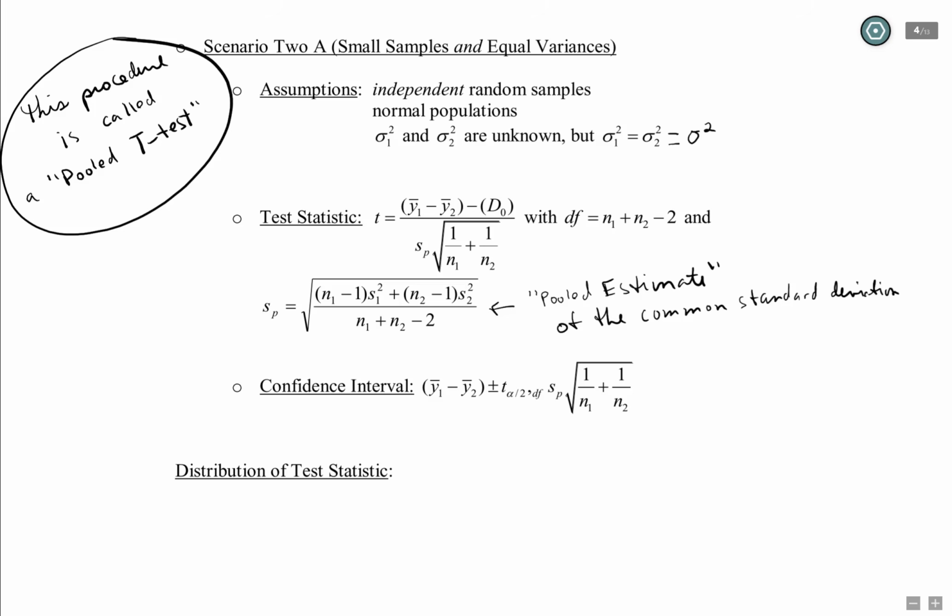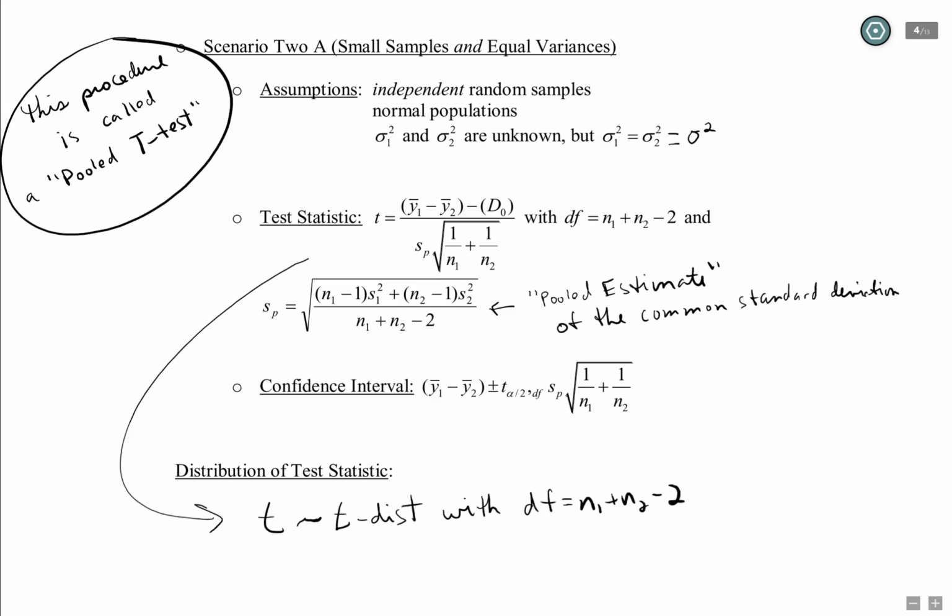Okay, and so this is our test statistic here. Just to be clear, it's kind of redundant. I've got degrees of freedom there, but the distribution of this test statistic, labeled here as a t, follows a t distribution, student's t distribution, and the degrees of freedom is n1 plus n2 minus 2. Okay, the pooled t-test. That's what this test statistic does for us.